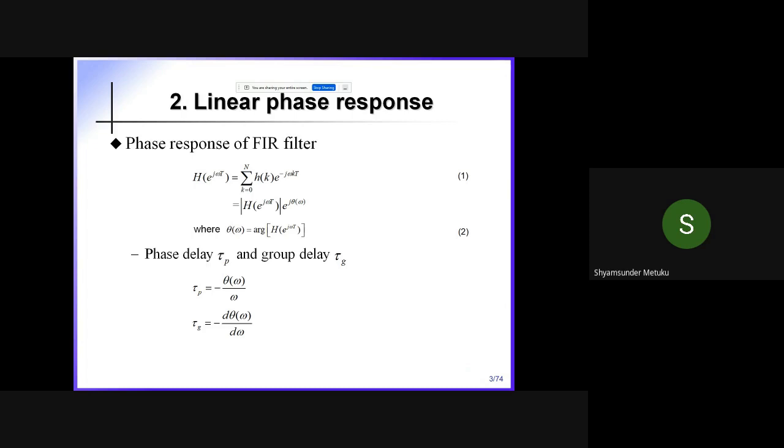Okay. Now I'm giving a simple definition. For any frequency response, if the phase delay and group delay are constants, then you can call that particular phase response the linear phase response. Okay. Is it clear mathematically? Okay, sir. Okay, fine.